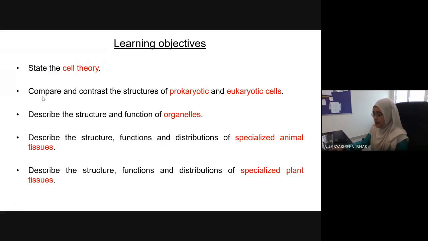After that, we are going to look at specialized animal tissues. You have to know the different types of cells that make different types of tissue within animals, and the same goes for plants. So you have to know the different types of tissue in plants and the functions of those tissues.